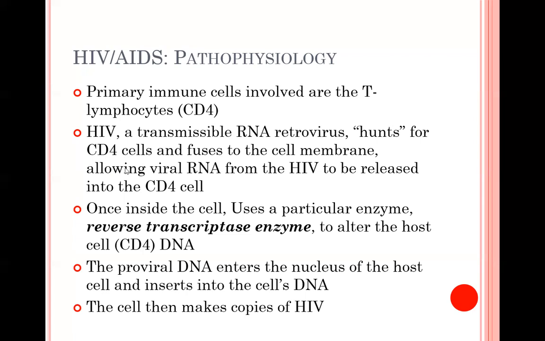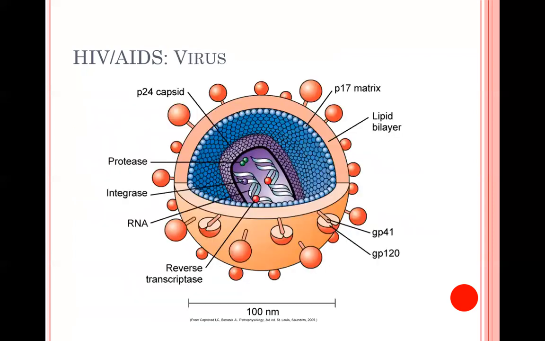Then once it does that, it allows the viral RNA from the HIV to be released, so it kind of dumps all of its genetic material into this CD4 cell. Once it's inside the cell, it uses a particular enzyme, the reverse transcriptase enzyme, to alter the host's DNA. So the proviral DNA enters the nucleus of the host cell, inserts into the cell's DNA, and the cell then makes copies. So that's sort of the steps of the pathophysiology.